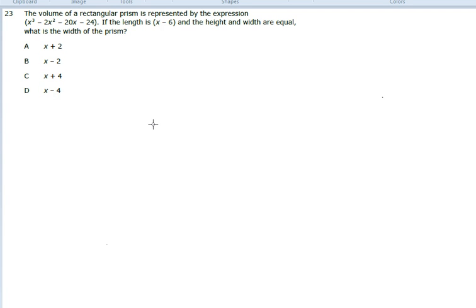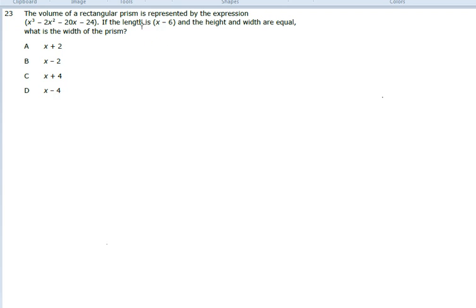In number 23 it says the volume of a rectangular prism is represented by the expression x cubed minus 2x squared minus 20x minus 24. If the length is x minus 6 and the height and width are equal, what is the width of the prism? Okay, so here you can do a couple things. Since we know volume is length times width times height, we can divide by length to get width times height and then use factoring.